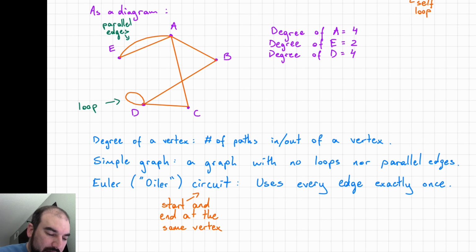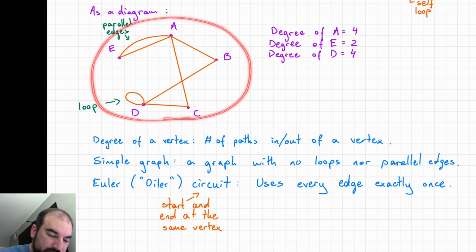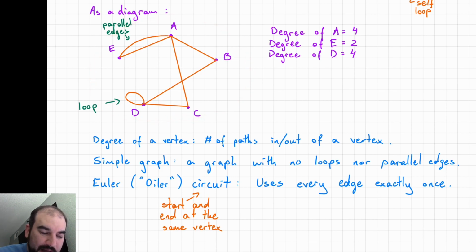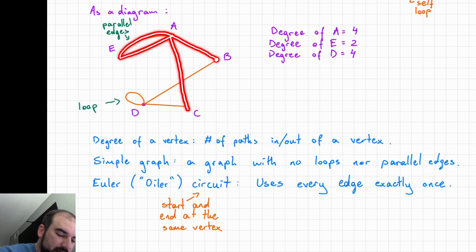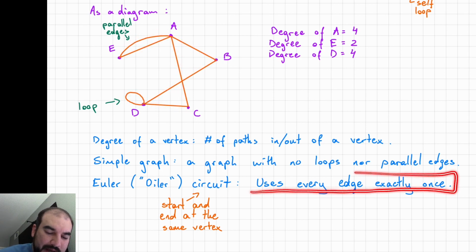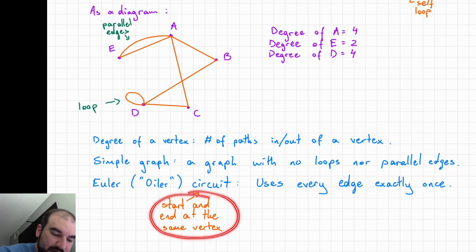For example, if I were to try to draw an Euler circuit on this graph, I could start at pretty much any vertex here. Let's say we start at vertex B, and we want to travel around the whole graph, but we want to use every edge exactly once. We could do something like go along this edge to go to A, and then go to E, and then back to A, and then to C, and then to D, and then take the loop around D, and then go back to B.